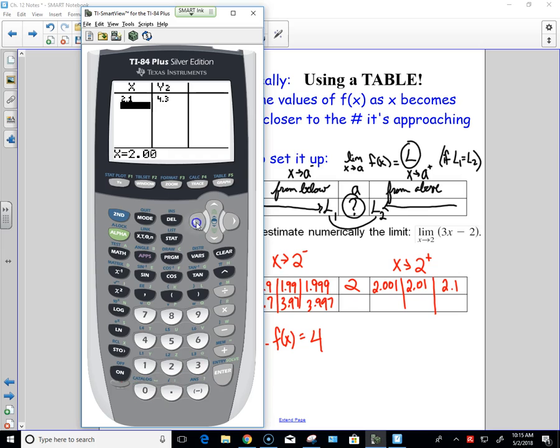2.01, 2.001. If you want to be snazzy, 2.000000. Okay, don't go too far because as we can tell from all of our rounding, there's only so far we can go before it has to round. But guys, as we look at these values, what seems to be the limit as you come just from above?